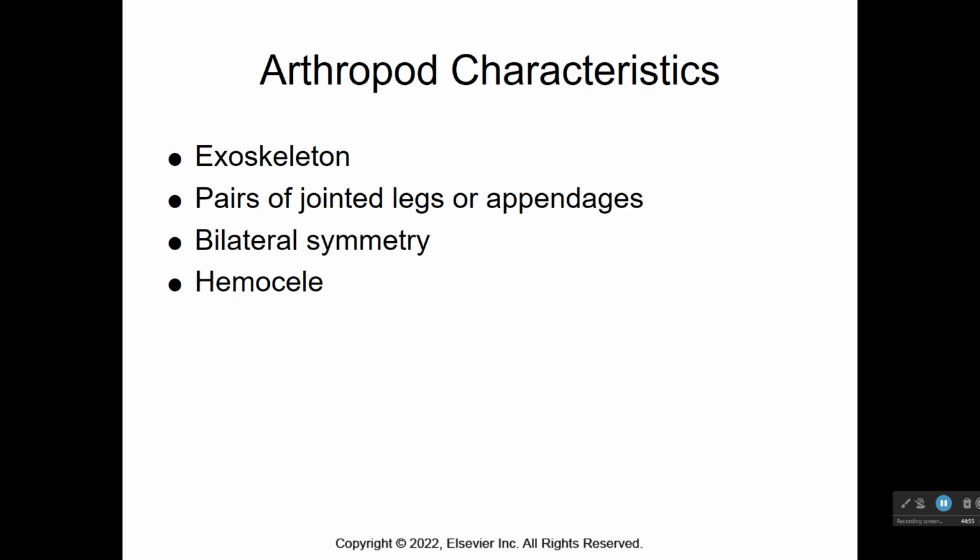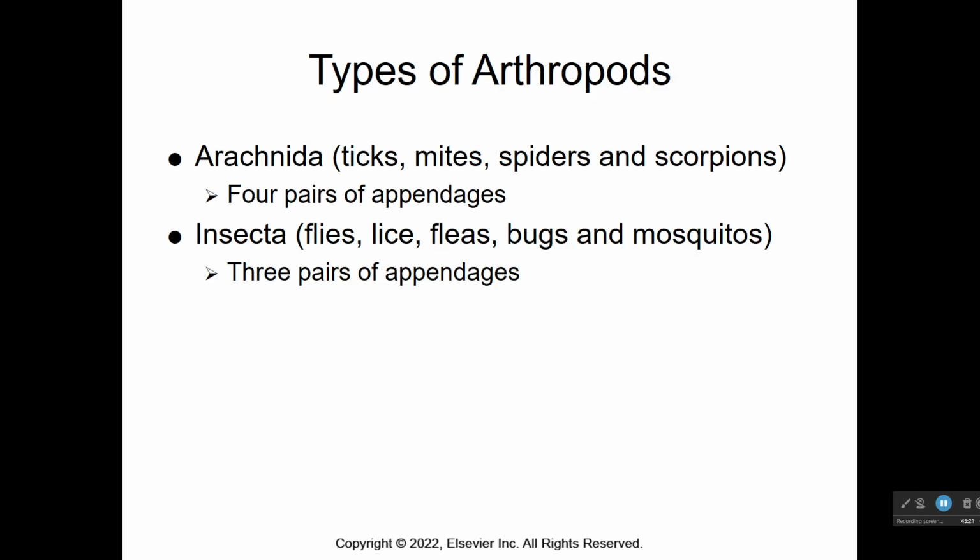This is the makeup of the arthropods. It's listed in your book. They have an exoskeleton. They have jointed legs or appendages. Some have more than one pair. Some have 4 appendages, sometimes 3 pair, so it's going to be different numbers for that. Talk about the bilateral symmetry of them. But again, we're not really going to study those in the clinical laboratory. This does list the types: the arachnida, ticks, mites, spiders, scorpions; the insecta, flies, lice, fleas, bugs, and mosquitoes.